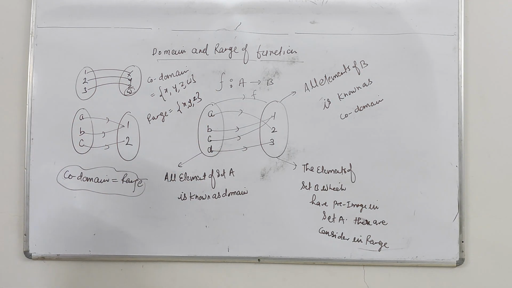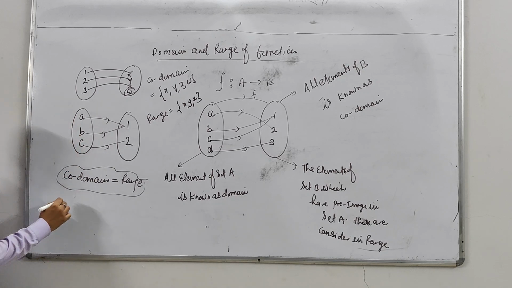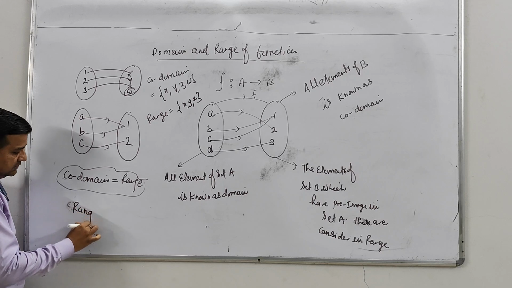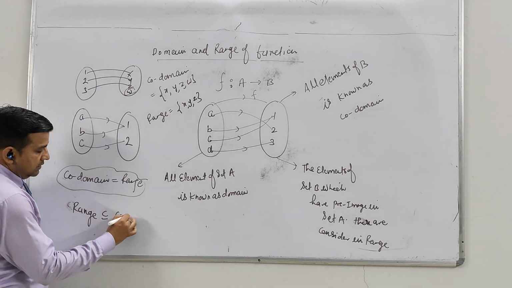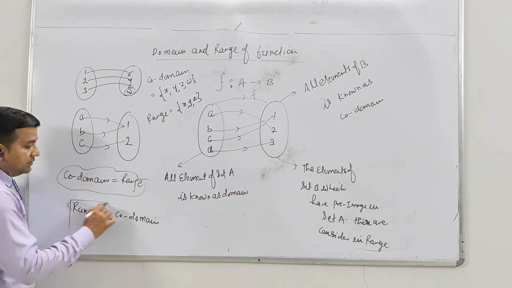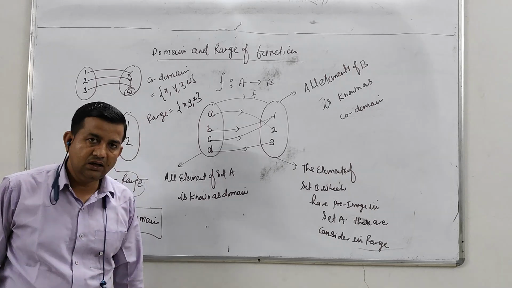So we can say that on the basis of these two examples, the range is always a subset of codomain. The range will always be a subset of codomain. It is the basic relation between the range and codomain.